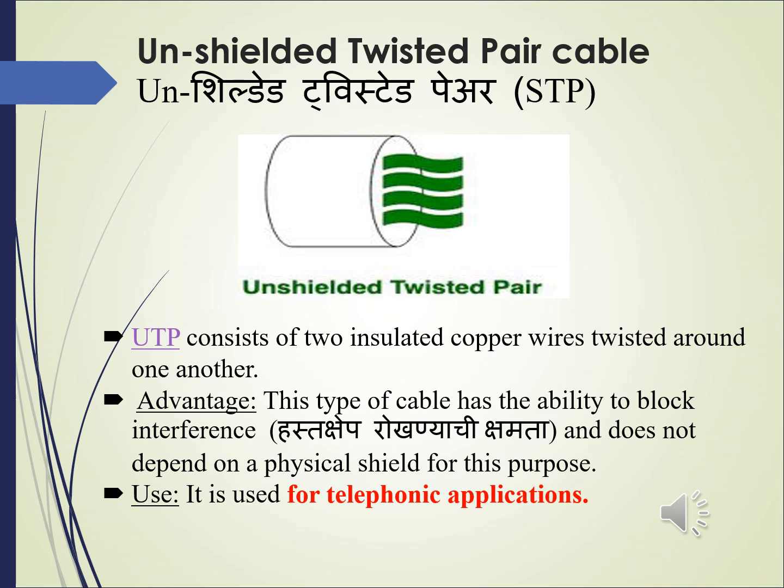There are two types of twisted pair cables: unshielded twisted pair cable and shielded twisted pair cable. Unshielded twisted pair means the two insulated copper wires are twisted around one another. There is no outer cover outside those wires. What is the advantage of UTPs? This type of cable has the ability to block interference. These are used for telephonic applications.